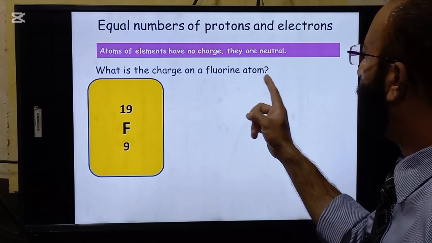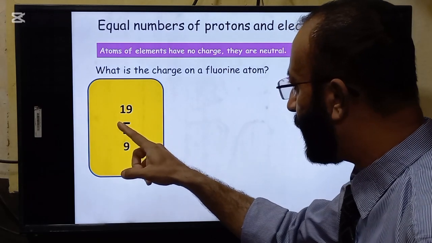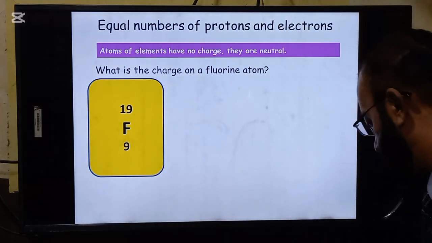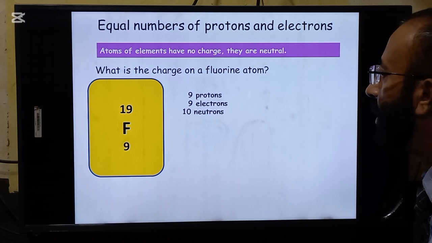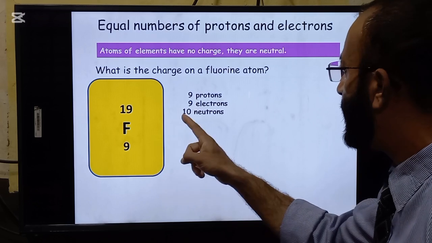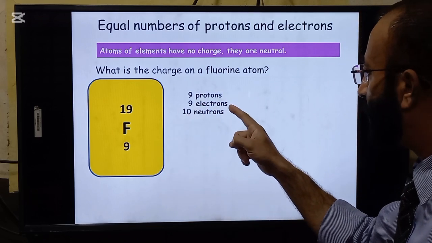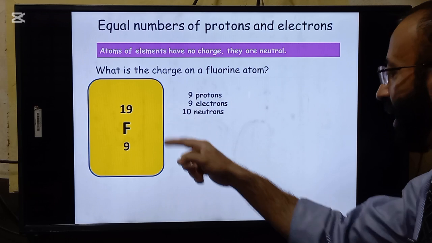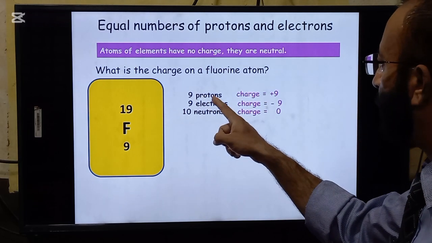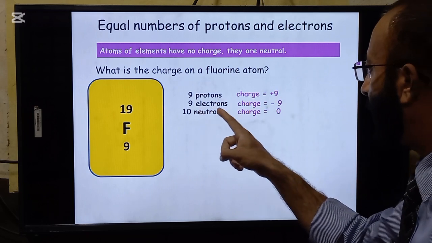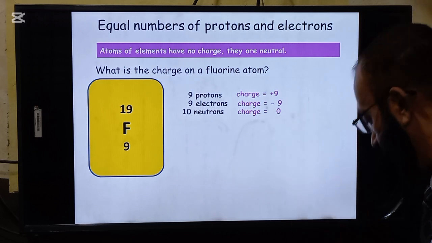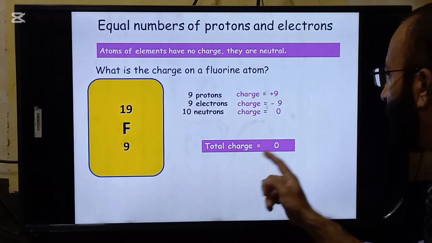What is the charge on a fluorine atom? This will be neutral because the number of protons will be equal to the number of electrons. So it has 9 protons, 9 electrons, and 19 minus 9, 10 neutrons. Because the number of protons is equal to the number of electrons, it has 0 charge. 9 protons have plus 9 charge, 9 electrons have minus 9 charge. So they will cancel each other, and the net charge will be 0.